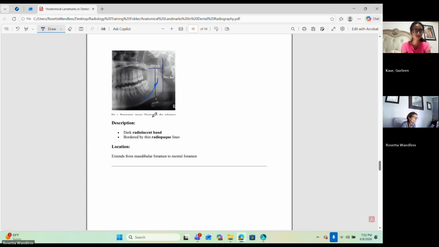Okay. Here we see a dark radiolucent band, and it's bordered by thin radiopaque lines, and it's going to extend from the mandibular foramen to the mental foramen. Again, mandibular foramen here, so that's a hole in the mandible, again, where we're going to innervate for injections, and then it goes directly to the mental foramen. So the cavity is going to travel hole to hole.